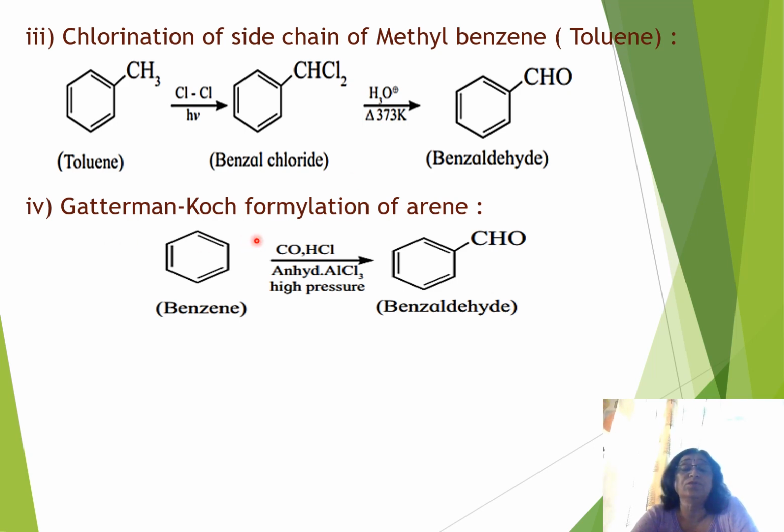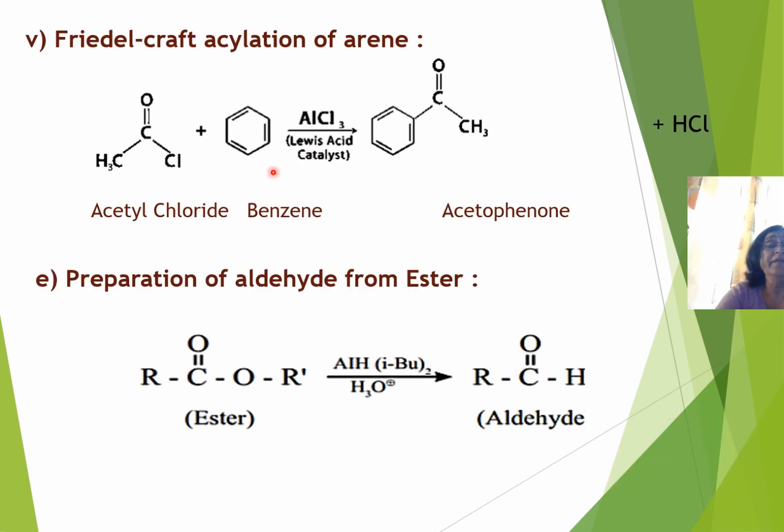Then Gattermann-Koch formylation of arenes. So when benzene is reacted with carbon monoxide and HCl in the presence of anhydrous aluminum chloride and high pressure, benzaldehyde is formed. Okay, benzene, carbon monoxide, HCl, and anhydrous aluminum chloride, under high pressure, gives you benzaldehyde. Here, then Friedel-Crafts acylation of arenes. So when benzene is reacted with acetyl chloride in the presence of Lewis acid, aluminum chloride, it forms acetophenone plus HCl.